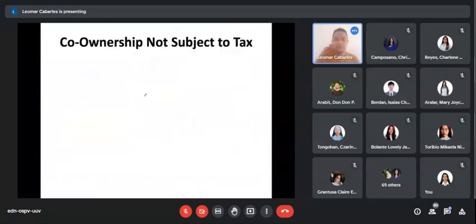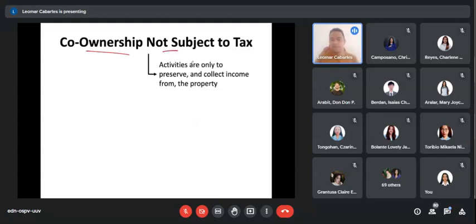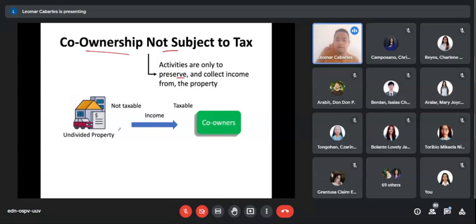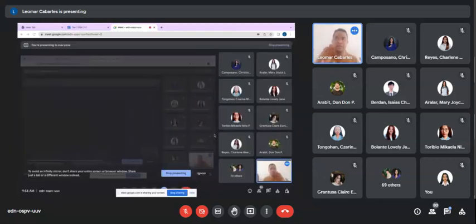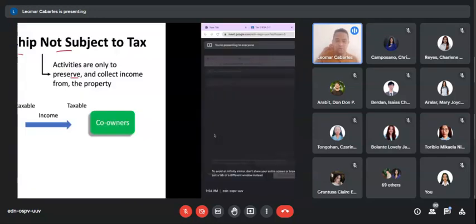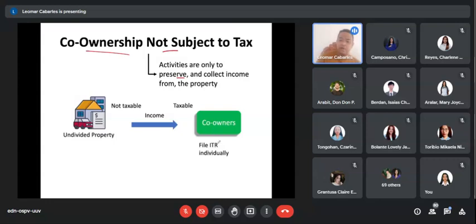Generally, ang co-ownership, hindi yan corporation. Hindi siya subject to tax. Kasi ang activities lang naman doon is just to preserve and collect the property. So, hindi siya corporate taxpayer generally. So, therefore, the income ni undivided property is taxable to the co-owners in their individual capacity as individual taxpayers. So, yan yung general rule dito. So, they have to file their own ITR individually.